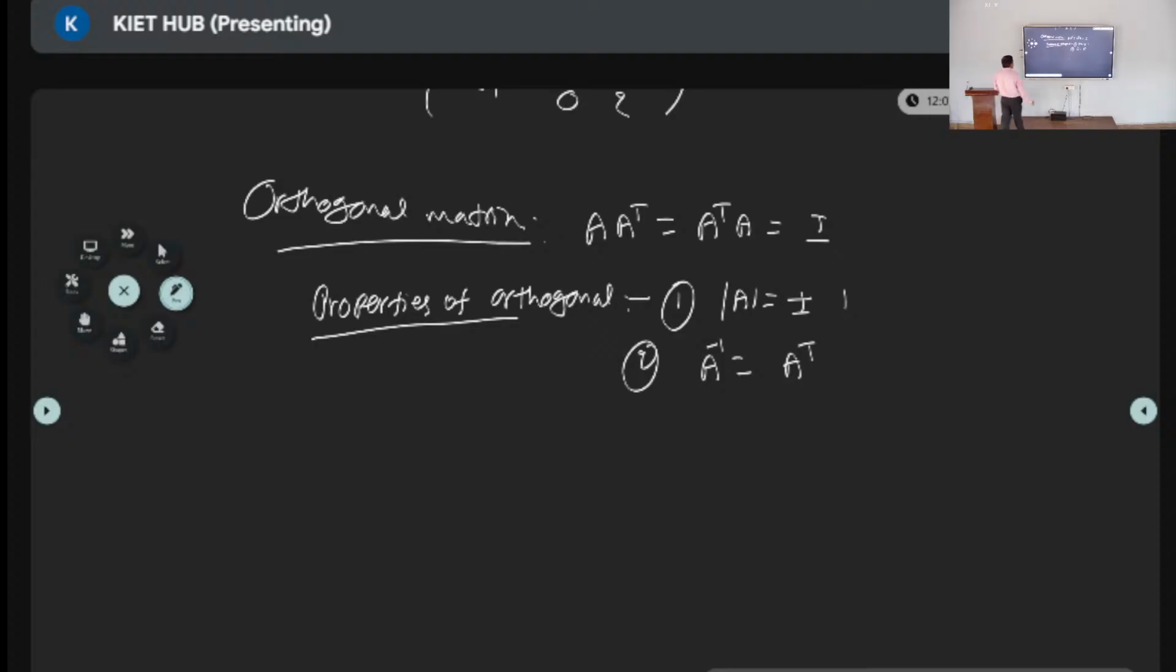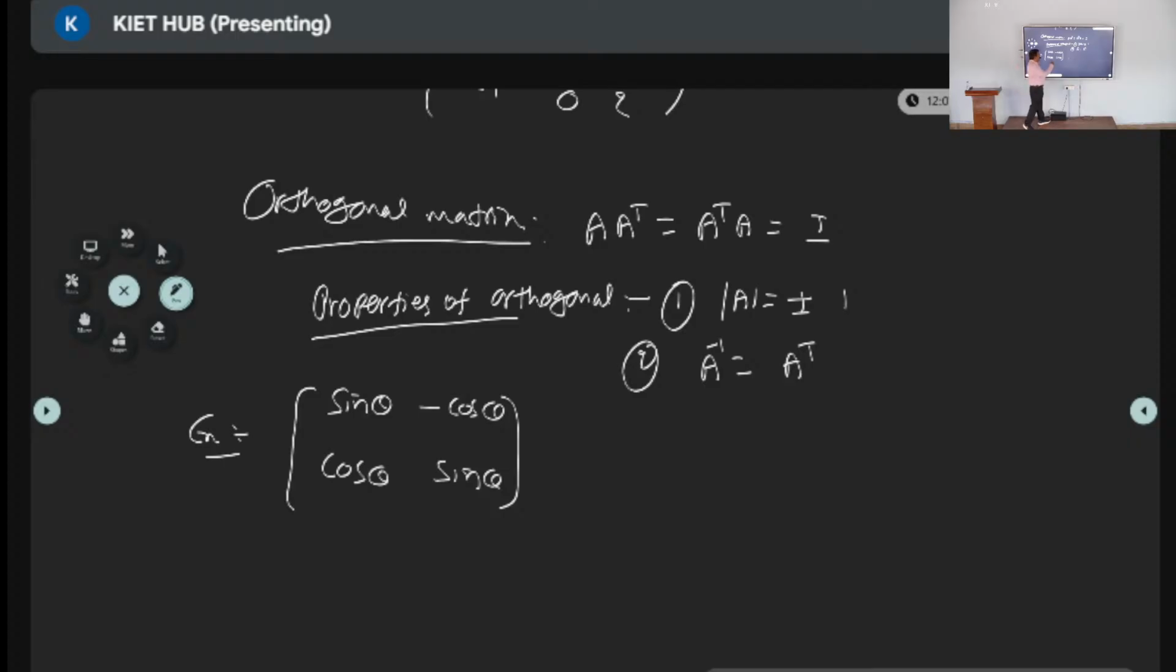Next, if you take the example here, what are the examples? Observe here: sin theta, minus cos theta, sin theta. This is an example. cos sin theta, cos minus cos theta, sin theta. This is the example of what type of matrix?